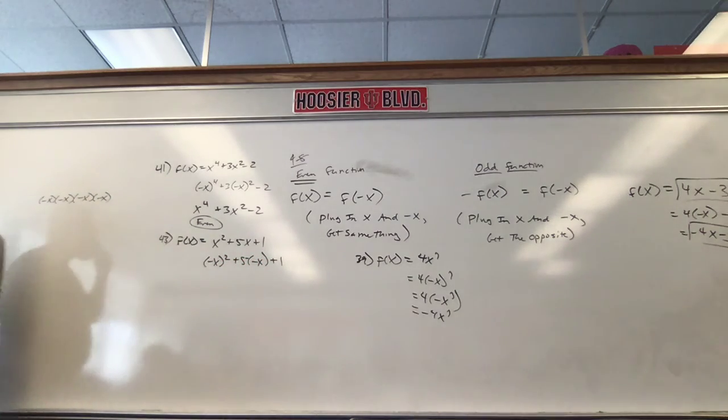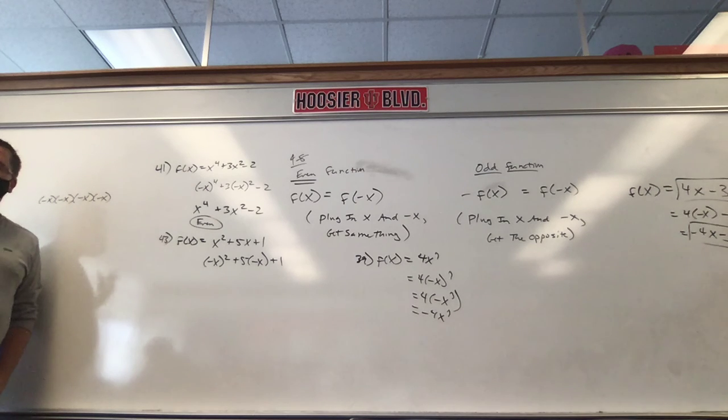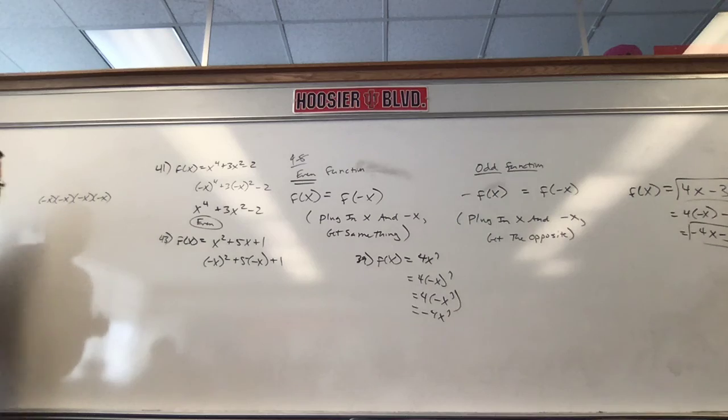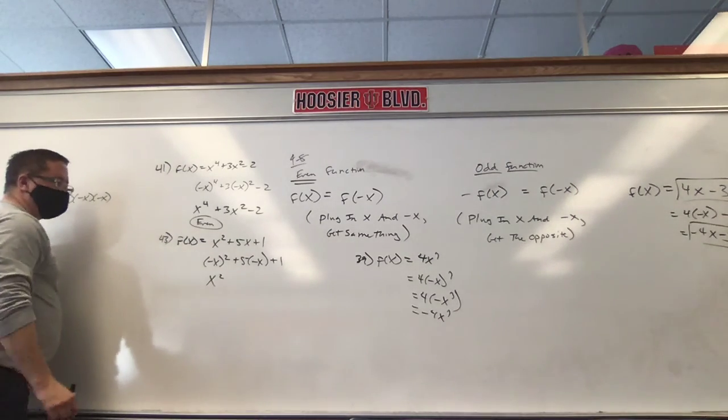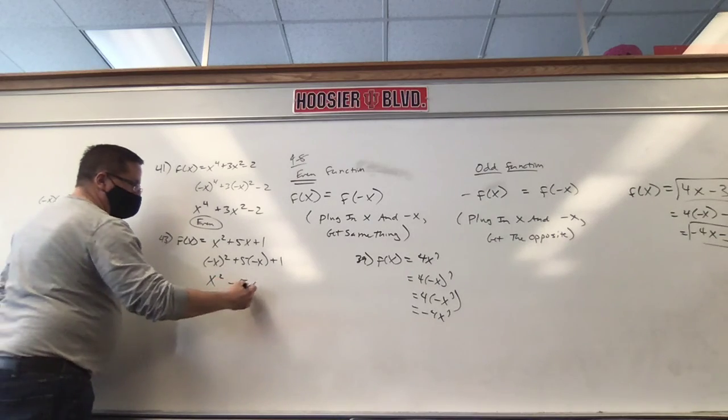And if you didn't already catch this, to show whether it's even or odd, you do it the same way. You plug in negative x, okay? On these ones, when it says either even or odd, you plug in negative x for all the x's. And what's negative x squared? Positive x squared. 5 times negative x? Negative 5x.